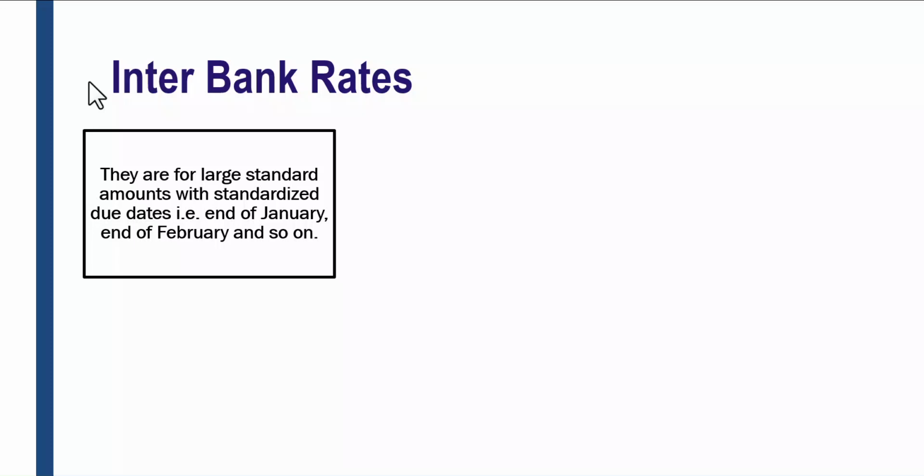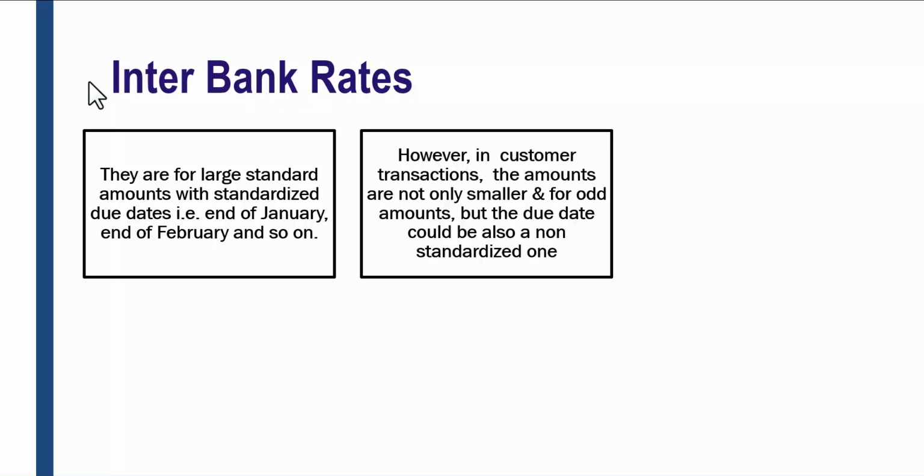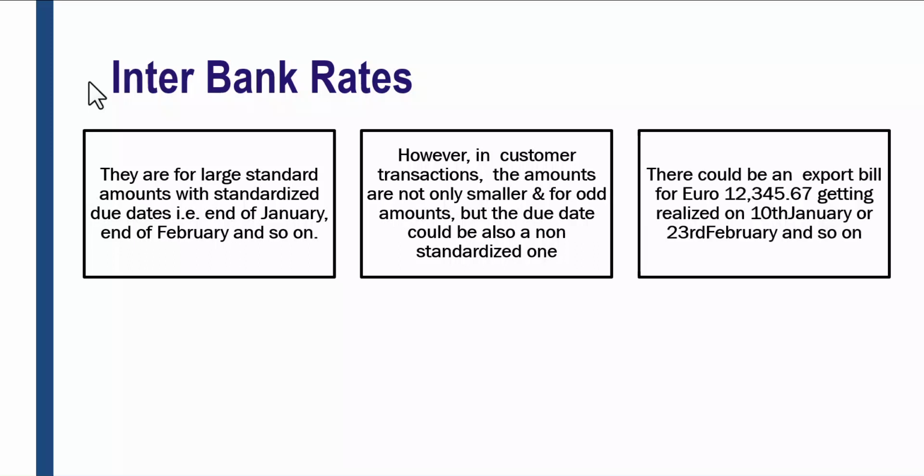They are for large standard amounts with standardized due dates, that is end of January, end of February, and so on. However, in customer transactions, the amounts are not standardized, and the due date could also be non-standardized. There could be an export bill for euro 12,345.6 getting realized on January or February and so on. So the rates are given at the month end, but you are going to get your money or you have to make a payment on a certain particular date.